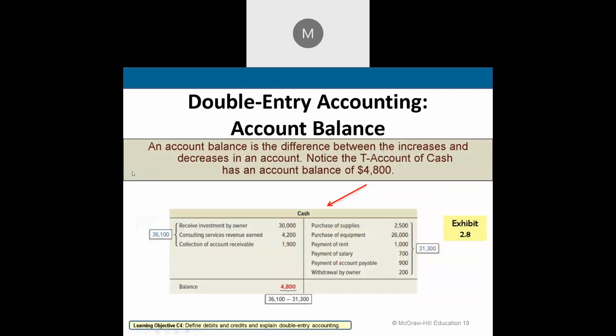Here is an example of a T account. This is an asset account, cash. Cash normally holds a debit balance. When we receive cash, we increase our cash.